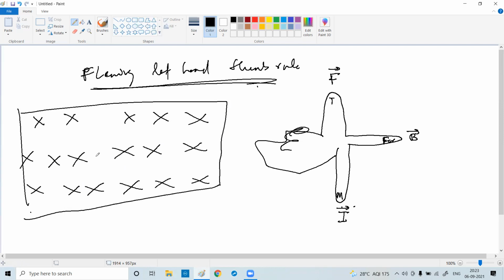What is the direction of the magnetic field? Going inside the plane. If it is a dot, it is coming outside the plane. Clear? So the magnetic field is this side. The velocity is this side. So what direction will the force be?